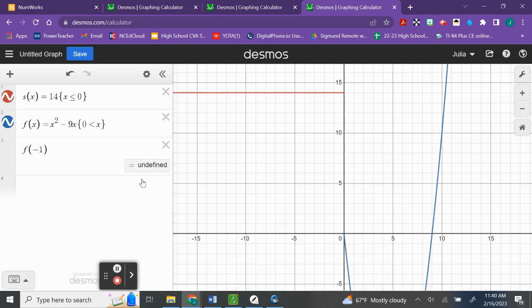I get so pumped on this Desmos taking away all the necessity to do math. It's so wild to me.